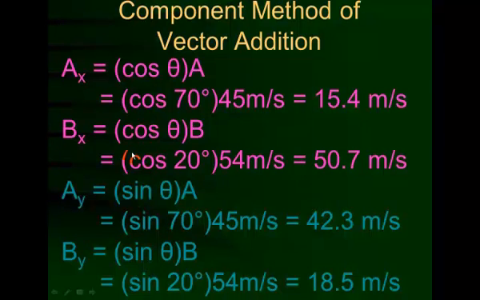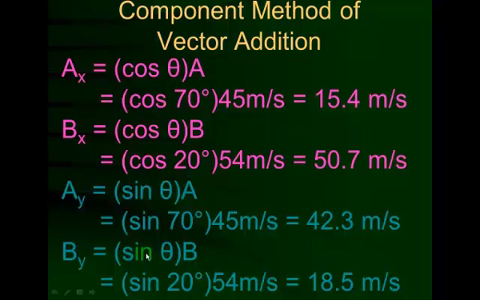And for the wind speed, its angle is 20 degrees relative to due east, and so we take the cosine of that 20 degrees multiplied by the 54 meters per second. We get 50.7 meters per second in the due east direction. As far as vertical components, we have still for airspeed 70 degrees as our angle, but we have to take the sine to find the vertical component. Sine of that angle times 45 meters per second gives us our 42.3 meters per second from the airspeed component.